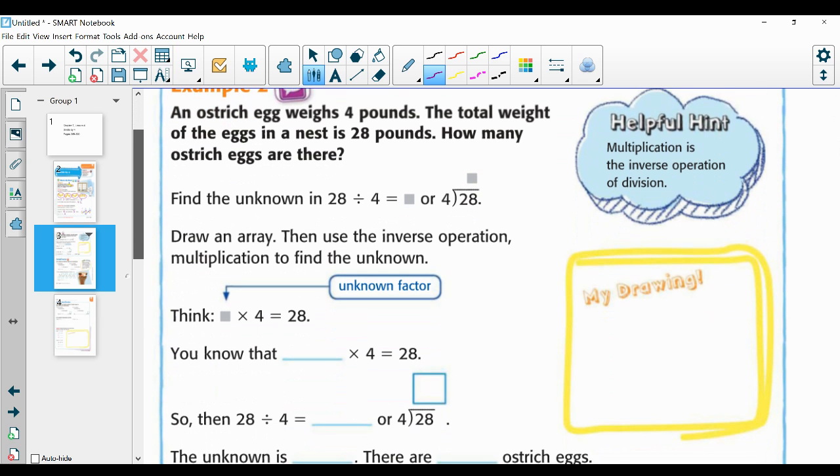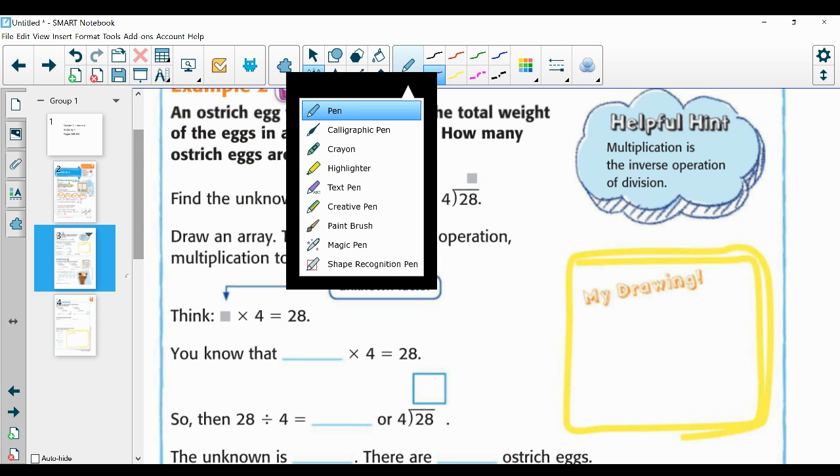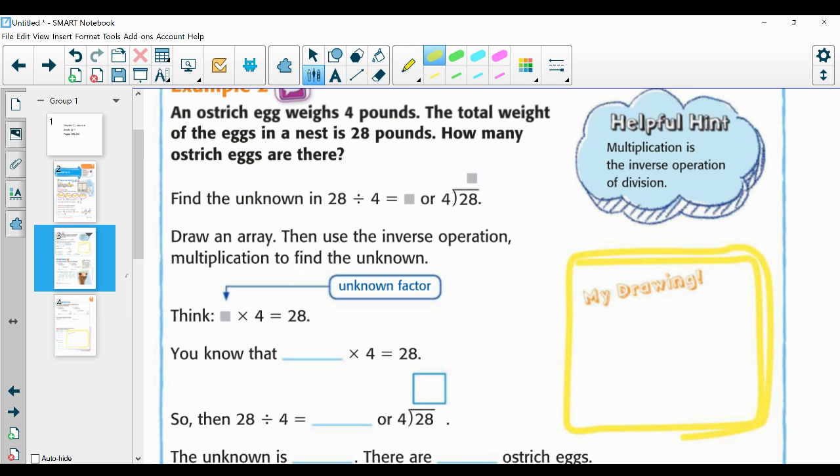We're going to find the unknown, and 28 divided by 4, how many 4s in 28? So first we're going to draw an array, then we're going to use the inverse operation, multiplication, to find the unknown. Okay, so remember, this is one of our math vocabulary things, and they give you the helpful hint over here that multiplication is the inverse operation of division. So if we're dividing, we use multiplication to find the answer to the division problem, to find the unknown.